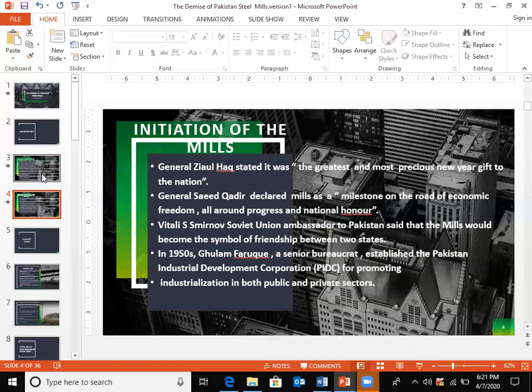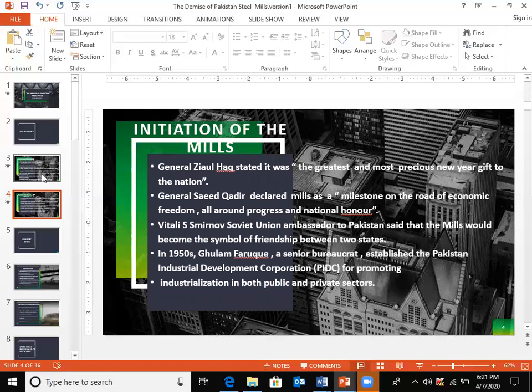After Bhutto, Ziaul Haq came into power, and he also realized the significance of the steel mill, and he said that the steel mill was the greatest and most precious New Year gift to the nation.